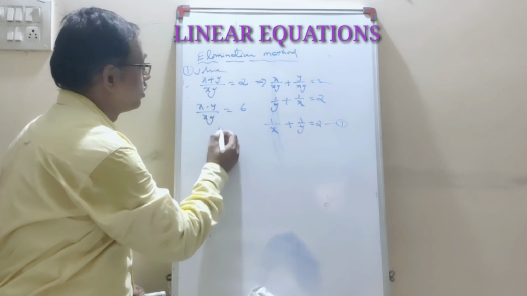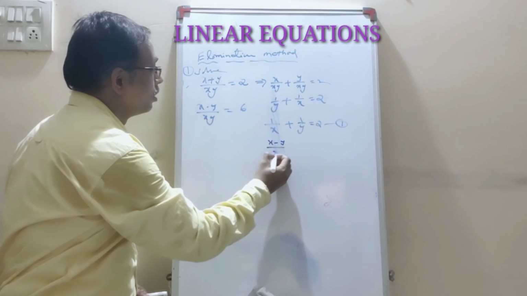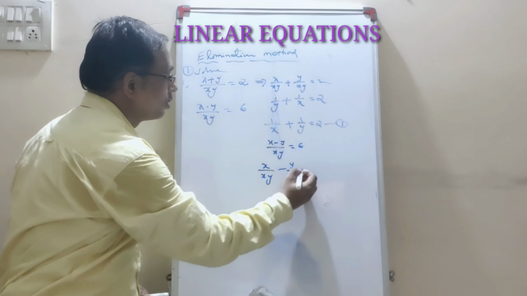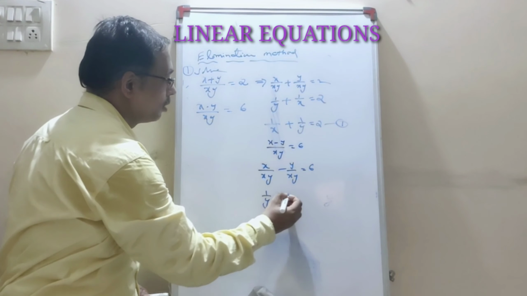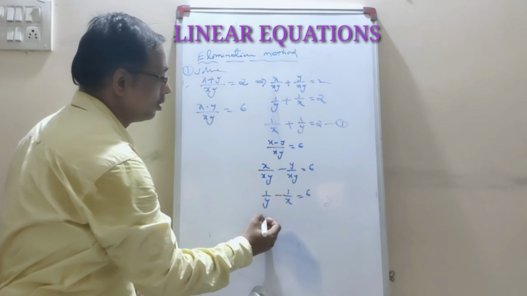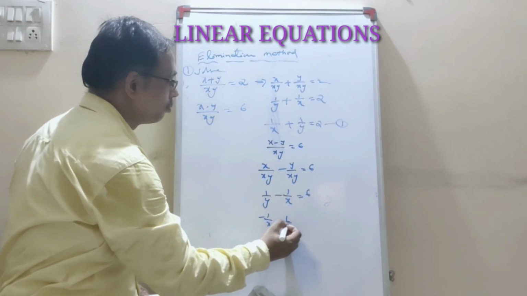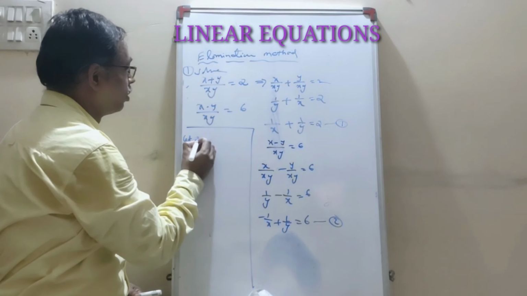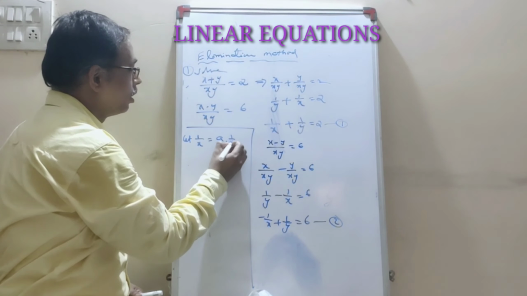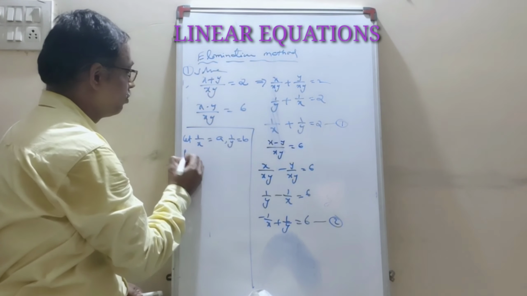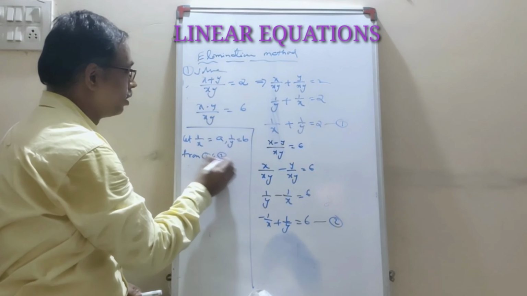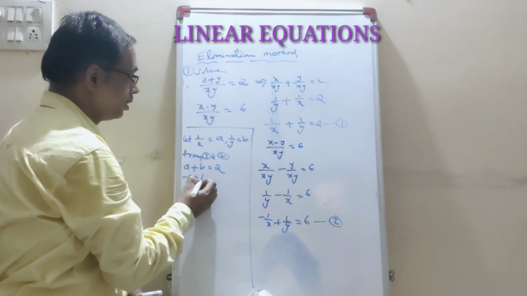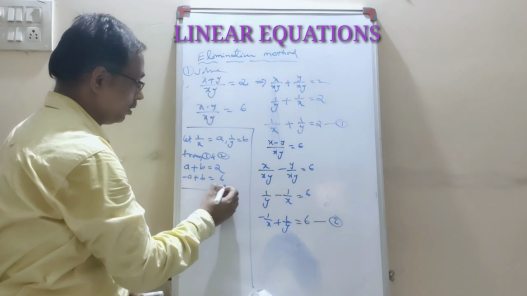And the second equation can be written as (x − y)/xy = 6. We can write it as x/xy − y/xy = 6. You can write here 1/y − 1/x = 6. That is −1/x + 1/y = 6. Equation 2. So now let us assume 1/x = a and 1/y = b. From 1 and 2 we can write a + b = 2 and −a + b = 6. So now eliminate.